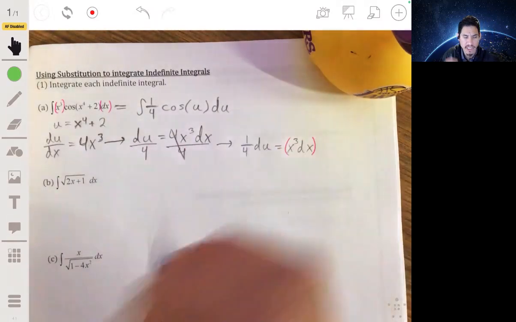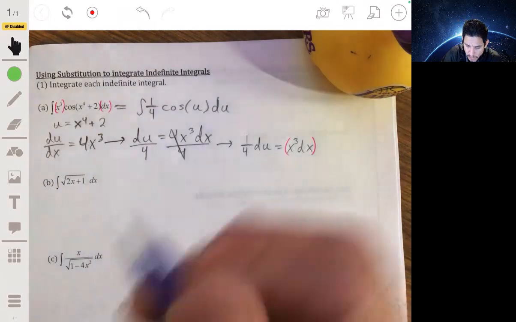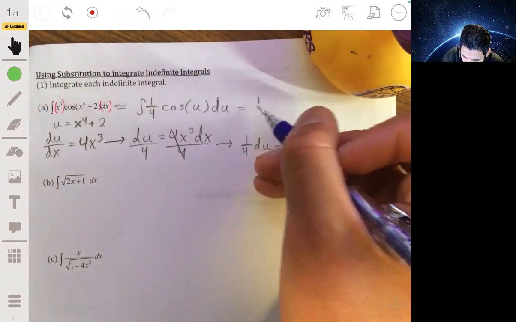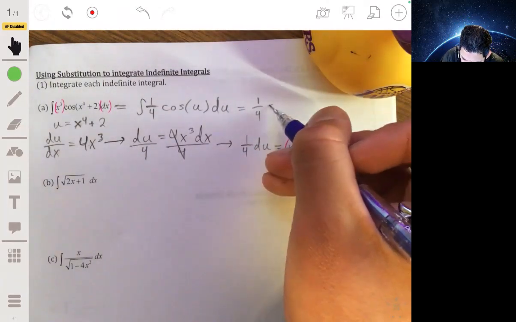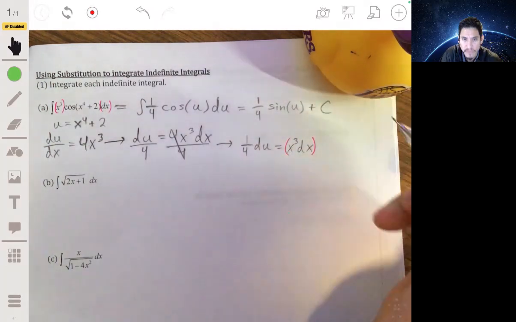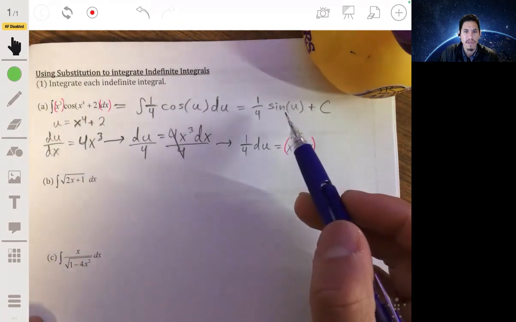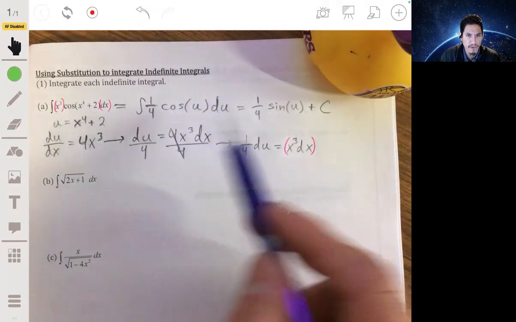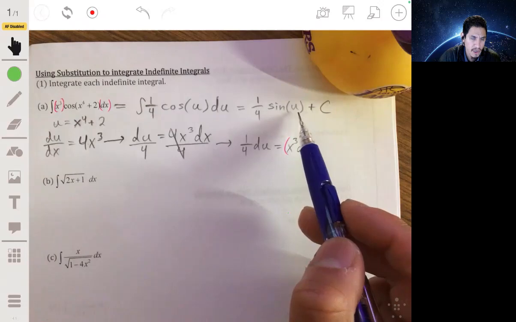Then we just find the antiderivative of this with respect to u. And that would just be 1/4 times the sine of u plus c, of course. And then we resubstitute our expression for u into our answer.